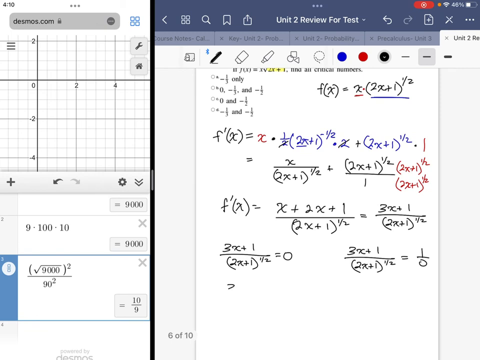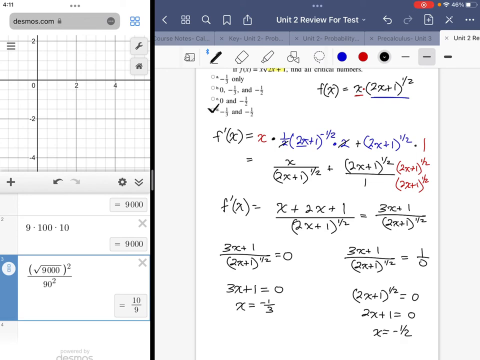When I set it equal to 0, I get 3x plus 1 is equal to 0, giving me x is equal to negative 1/3. When I set it equal to 1 over 0, I get (2x plus 1) to the 1/2 is equal to 0, which means 2x plus 1 is equal to 0. So I can solve by subtracting, and I get x is equal to negative 1/2. All right, so that looks like it's choice D.